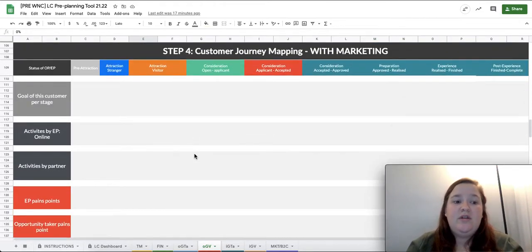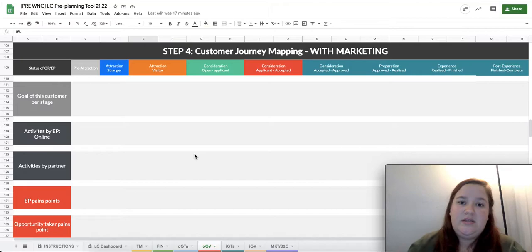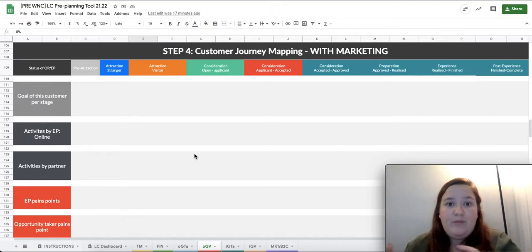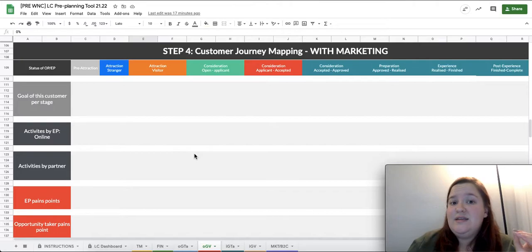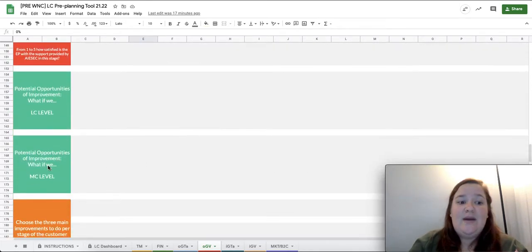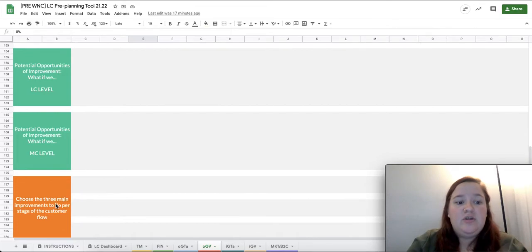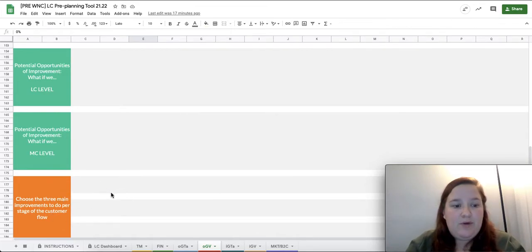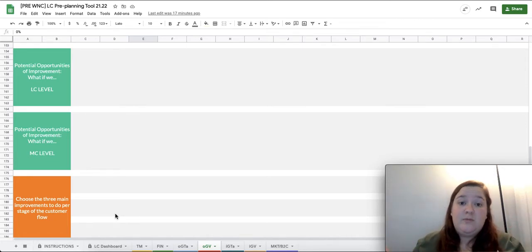And the last part that you should do with marketing is about their customer journey. This is so that marketing and you completely understand the customer's journey throughout the process, also the activities that your LC does in each step of the process, and what the pain points are, what the good things are that you're good at. There's also a section here that is about MC level. We do want to hear your inputs about which opportunities the MC can help with in each of these stages. And then at the bottom, you should be choosing your main improvements for each stage, so that you can evaluate which section of the customer flow you might want to have a strategy for.